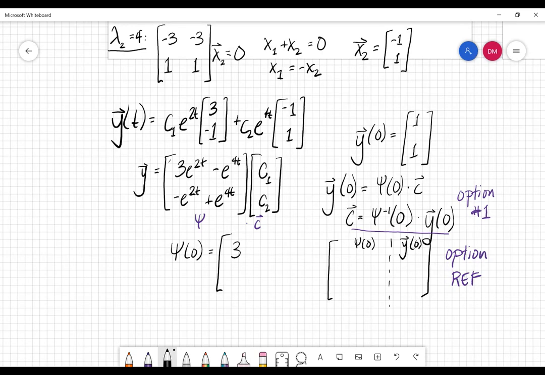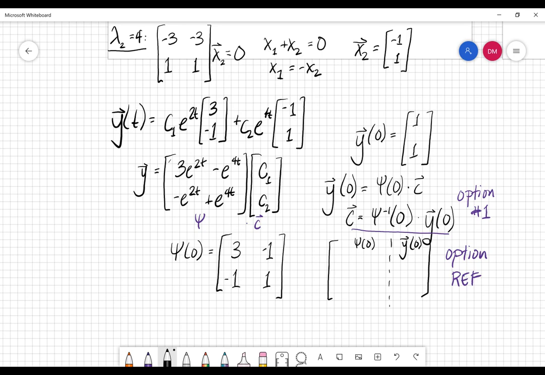I'll come back to that. So let's see, because 3e to the 0, it's just 3. And then we get a negative 1 here. We should get a negative 1 here and a positive 1 there. Okay.